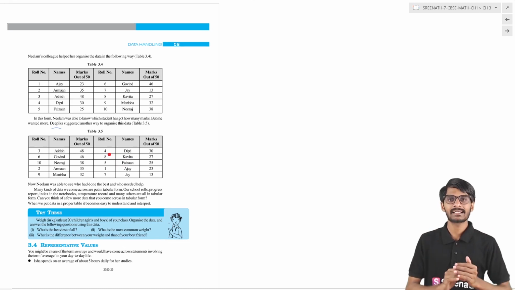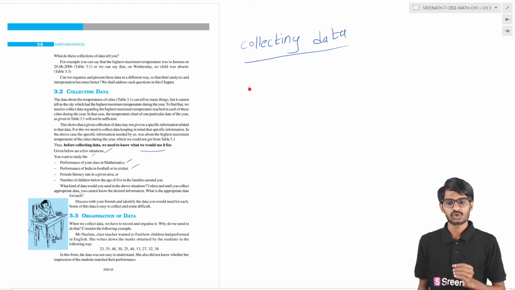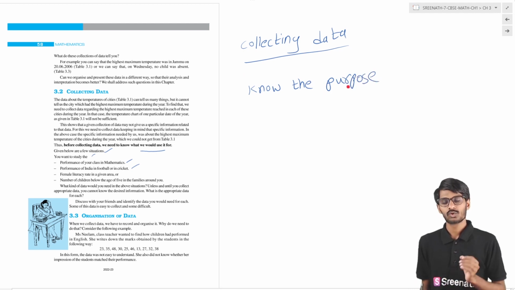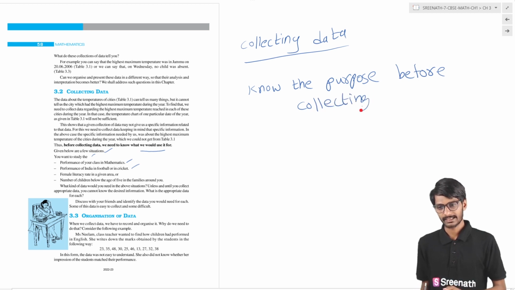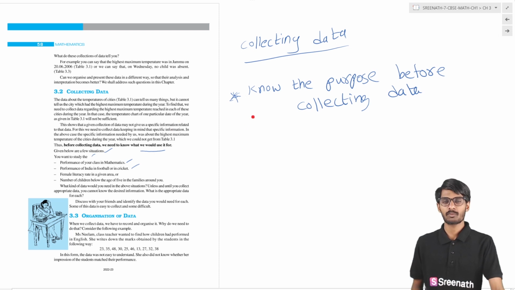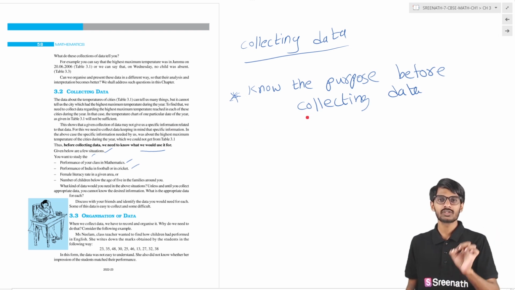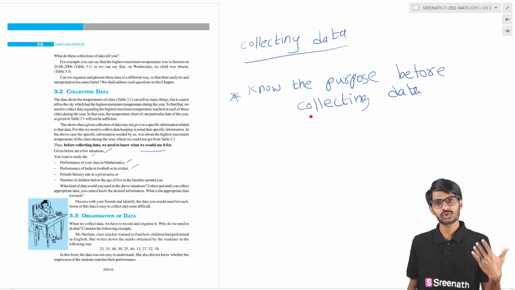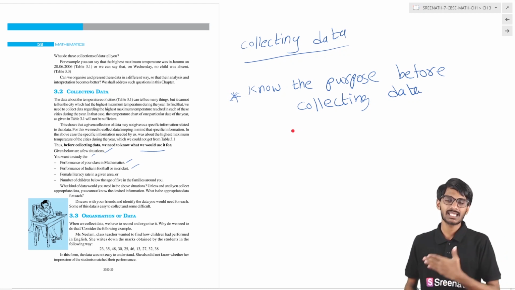So we have to collect data by first knowing the purpose. Know the purpose before collecting data. In problems also, suppose you are given some exercise problems or example problems. By studying the question, you will know the purpose. Then by knowing that purpose, you have to collect the data like that. What is the next thing?